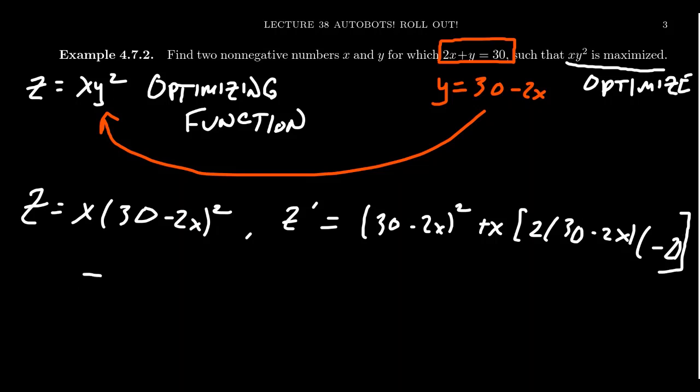Let's clean that thing up a little bit. Some things to notice: the first term, the (30 minus 2x) squared, showed up, but also the next thing had a 30 minus 2x in it as well. We could factor that out.